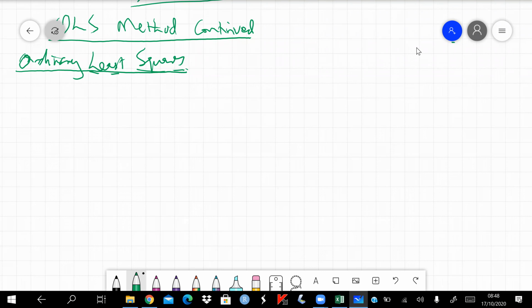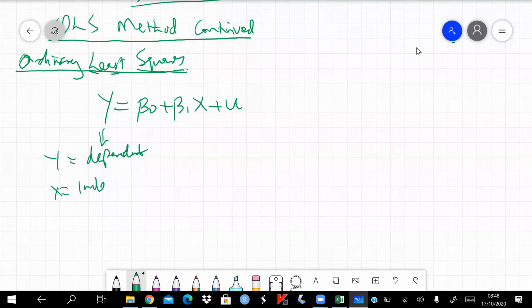Last week, or the previous week, we introduced the concept of simple linear regression, and we said that the simple linear regression model looks like this: y = beta naught plus beta 1 of x plus the error term. Here, y is the dependent variable, and x is the independent variable.